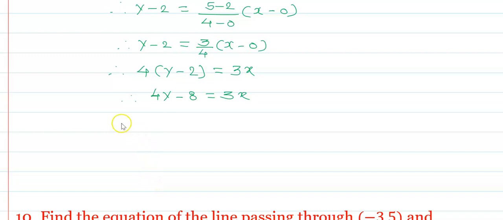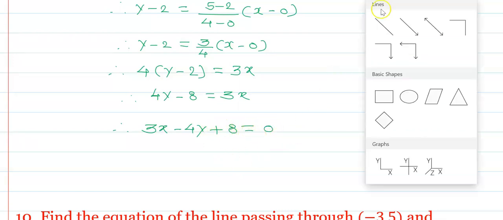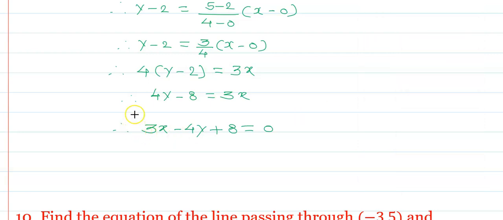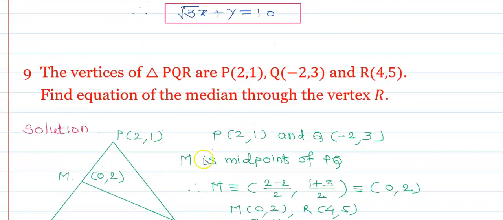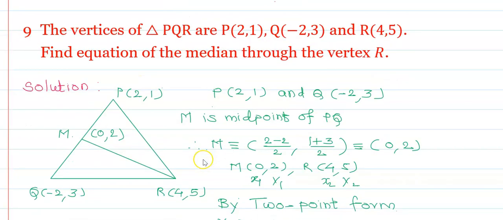Therefore, this equation can be written as 3x minus 4y plus 8 equals 0. This is the required equation of the median. Okay, you can see this.